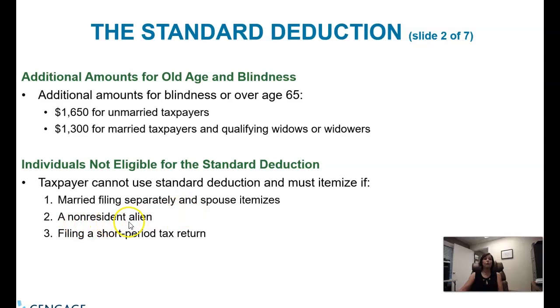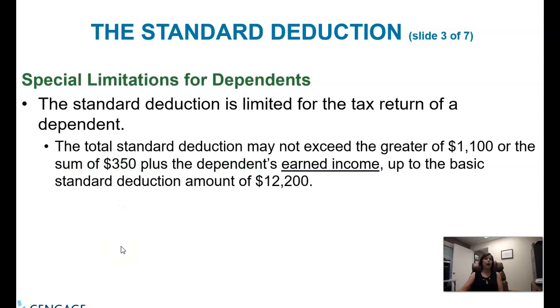Somebody who is a non-resident alien may not use the standard deduction. Neither may anyone who is filing a short period tax return. Generally, a tax return is a calendar year, January 1 to December 31. There may be some instances where it is favorable and appropriate to elect a short tax year. If that's the case, then the individual electing the short tax year is not eligible for the standard deduction.